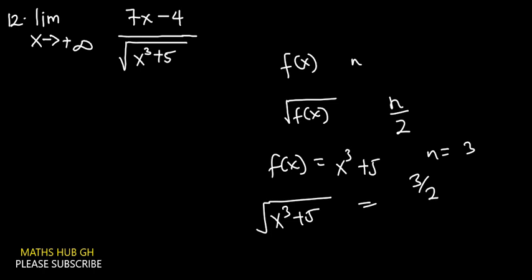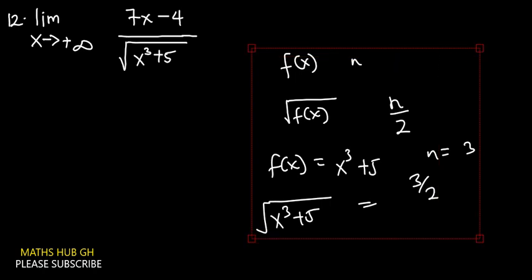If you have such a problem, what to do is that you consider the denominator and look for the highest power of x. In this case, the highest power of x will not be this 3, but rather 3 on 2. So what you're going to do is factor out x to the power 3 on 2 from both the numerator and the denominator. Let's look at how you are going to do that.